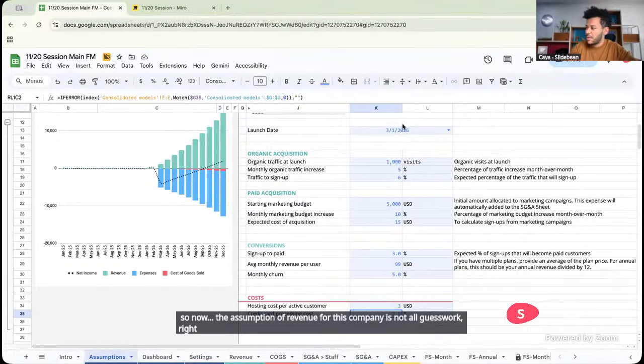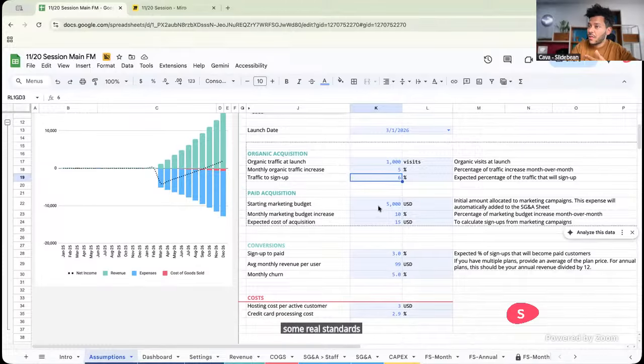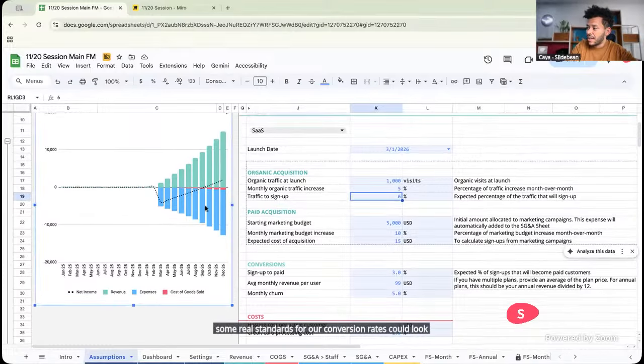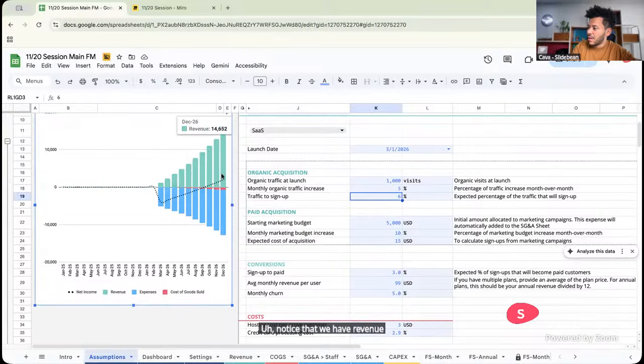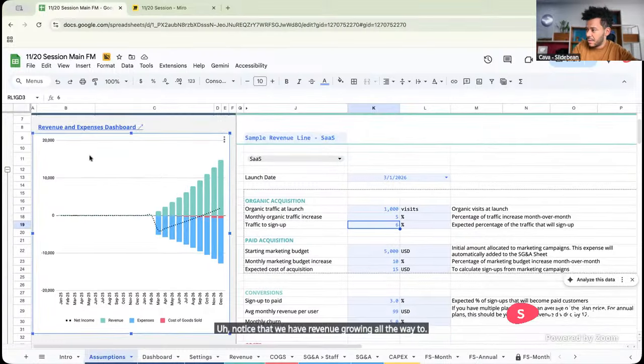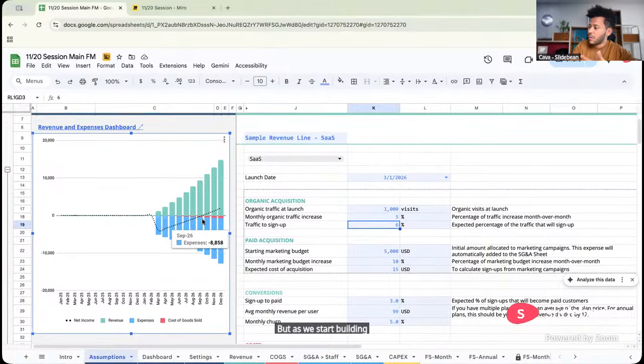So now the assumption of revenue for this company is not all guesswork, right? We've actually put some thought into this, and we're using some real standards for what conversion rates could look like. And we are getting something here, right? Notice that we have revenue growing all the way to 15K, at least in the span of this chart. Also, this black line is our net income. So net income is negative because at the beginning we're spending all this money in marketing, but as we start building a customer base and those customers renew, we start to turn a profit.